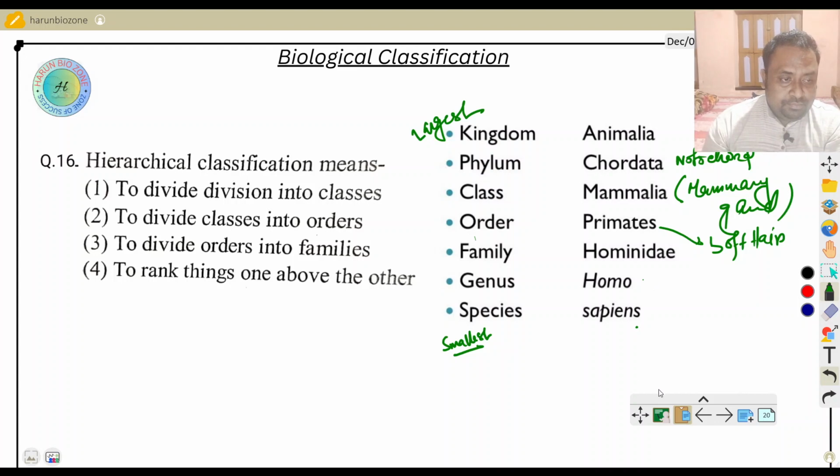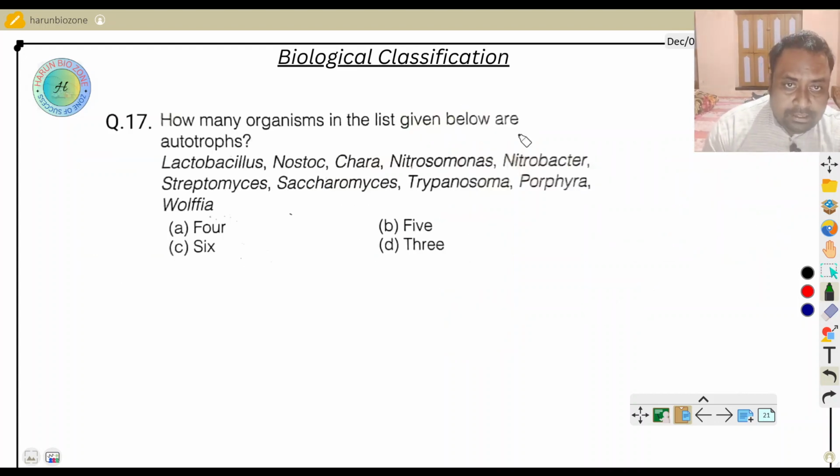Next question: how many organisms in the list given below are autotrophs? Autotrophs means organisms that produce their own food. Lactobacillus lactis is used to make curd in the milk or dairy industry, so this is not the answer. Nostoc and Anabaena are algae or cyanobacteria that are autotrophs. Chara is a green alga, also an autotroph. Nitrosomonas and Nitrobacter act on atmospheric nitrogen.